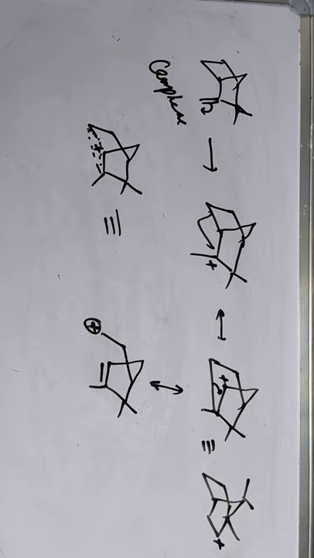The next topic is the evidence for the existence of non-classical carbocation. We have given examples for the exo isomer and endo isomer: exo-2-norbornyl brosylate and endo-2-norbornyl brosylate. When acetolysis or solvolysis is done with acetic acid, it gives only the exo isomer. Endo will give exo, and exo will give exo. This shows that the reaction takes place through a non-classical carbocation.